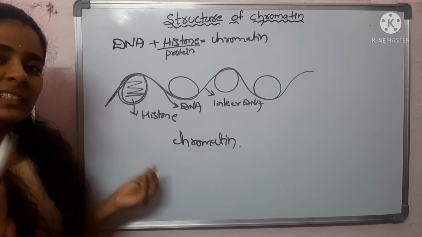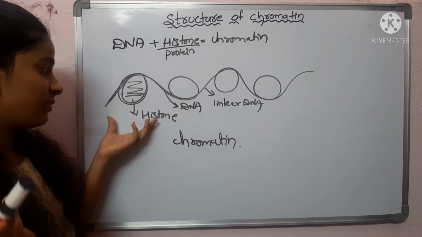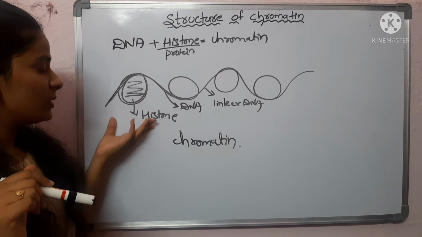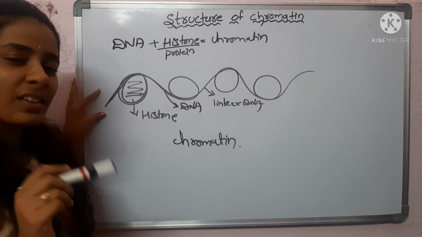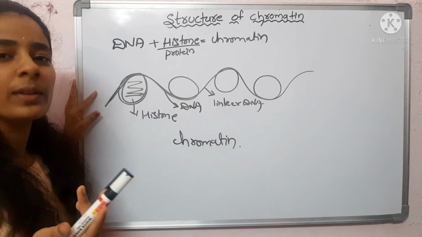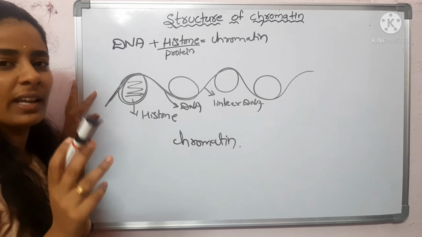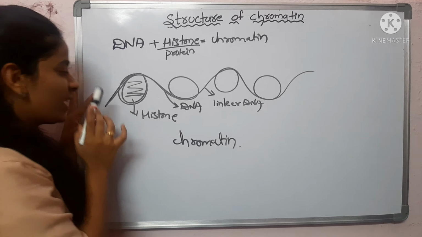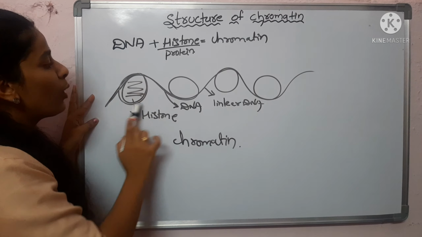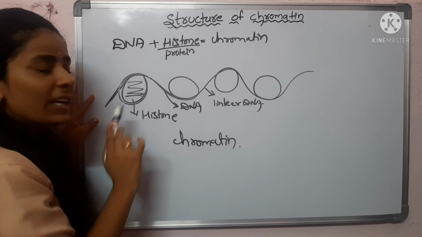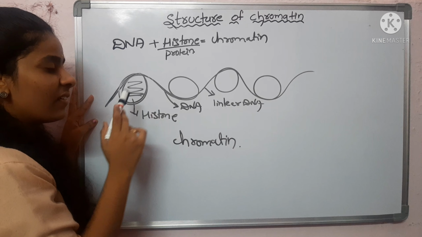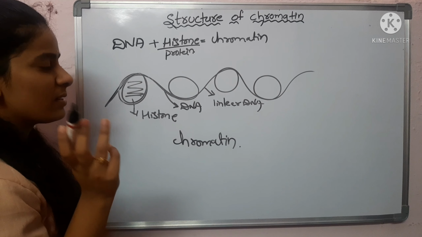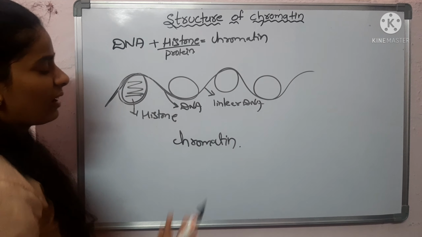So is there any reason why this wrapping of DNA is occurring? Why? Because as the DNA is a very long molecule, it simply can't fit in the nucleus. So as to fit properly in the nucleus, this DNA has to be wrapped around these histone proteins. So that DNA will easily fit in the nucleus, and to also save some space, DNA wrapping will occur.